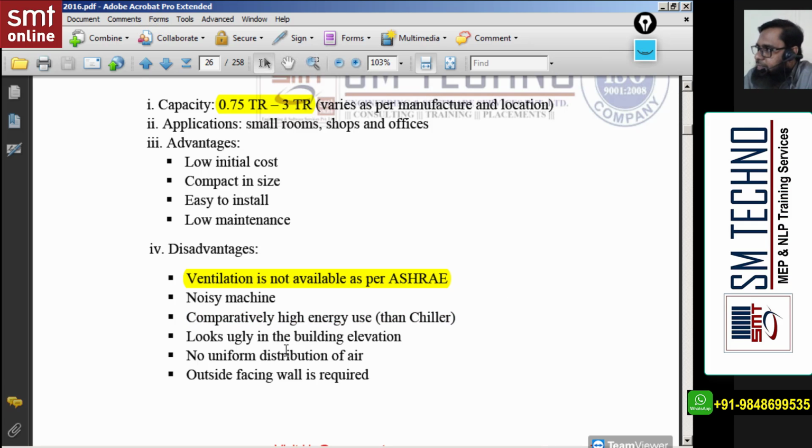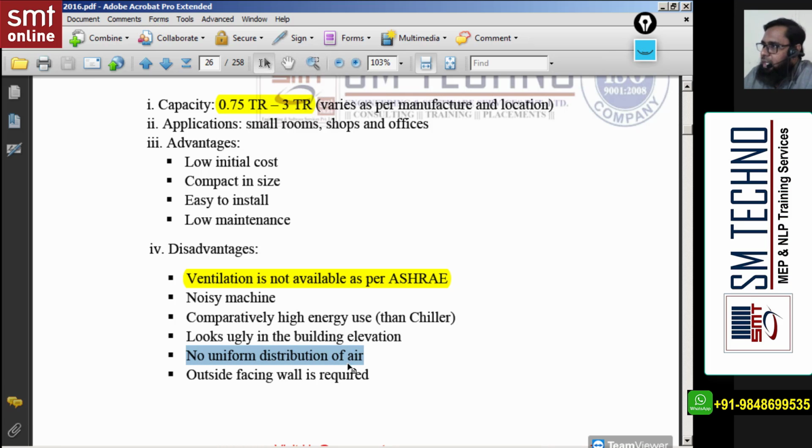See, it looks ugly in the building elevation. And in Dubai or in the UK, the municipality will not allow you to install this unit on the elevation side. If it is visible, they will not allow it, or they will fine you. Even in India, if I use this, it will affect the building elevation, like boxes on the elevation side. Okay. Next, no uniform distribution of air.